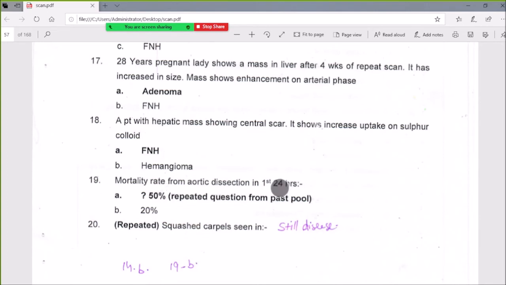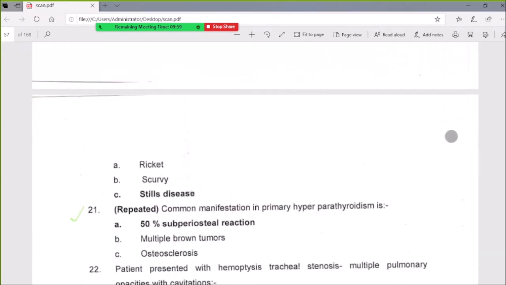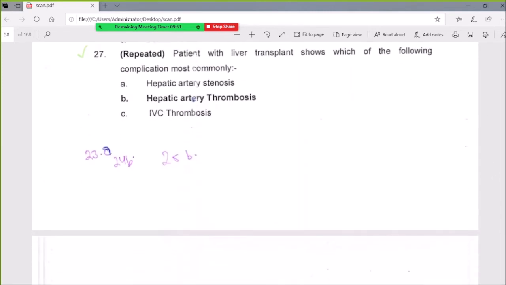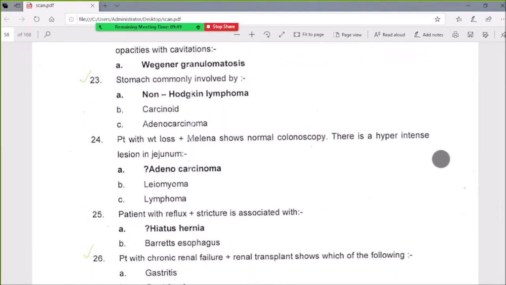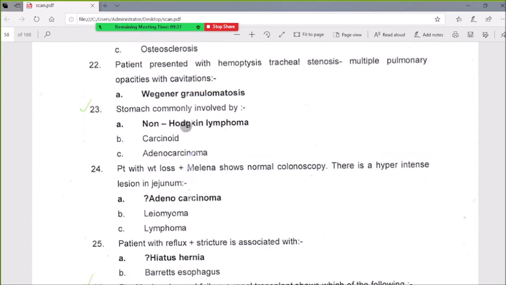19. Mortality rate from aortic dissection in first 24 hours is 20%. 20. Schwarz-Karpelzinen still disease. 21. Common manifestation in primary hyperparathyroidism is 50% subperiosteal resorption. 22. Patient presenting with hemoptysis, tracheal stenosis, multiple pulmonary nodules, calcifications. 23. Stomach commonly involved by non-Hodgkin lymphoma.